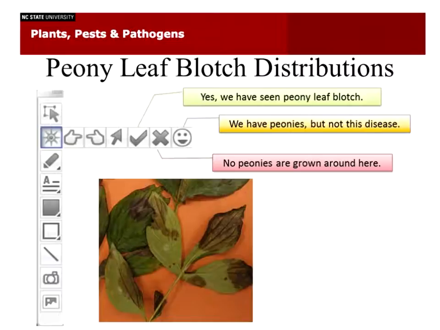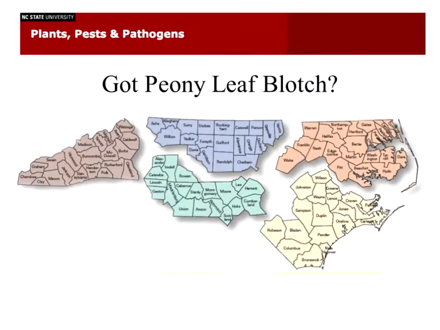If you have seen this leaf blotch or measles disease on peony, we'll have you put a green check on the map. If you have peonies but have not seen this disease, then a smiley face. And if you do not have peonies grown in your area, then choose the red X to place on the map. So give everybody a chance to pull out the appropriate symbol and apply it to the map.